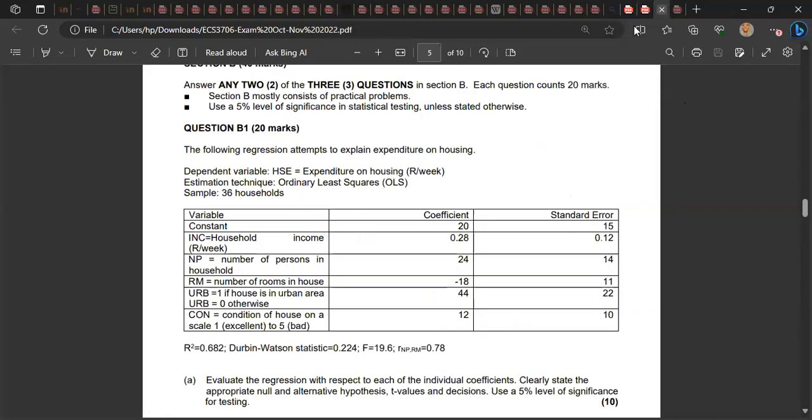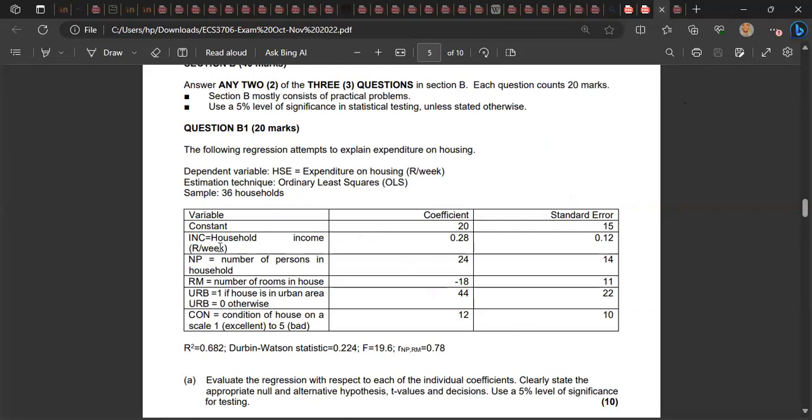So we're still on the expected signs here. In terms of expected signs, we are looking at the relationship between the dependent variable and the independent variable, whether you expect it to be a positive relationship or a negative relationship. That's what you want to look at there.